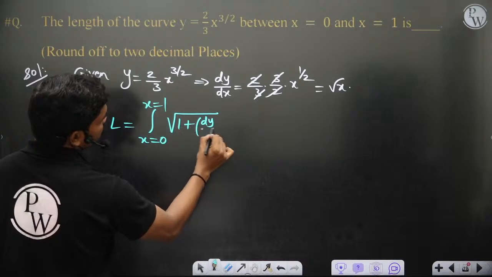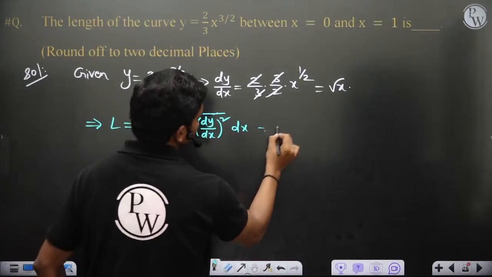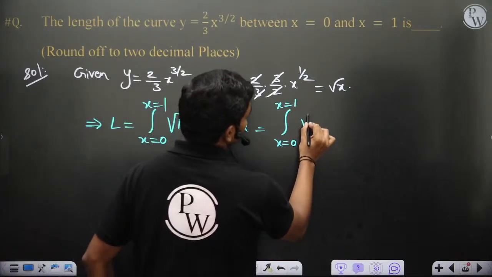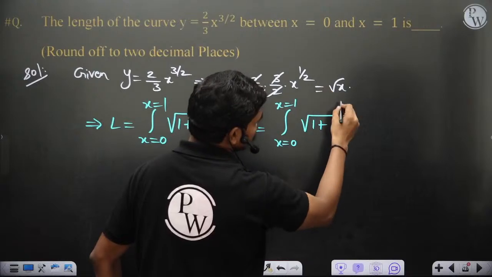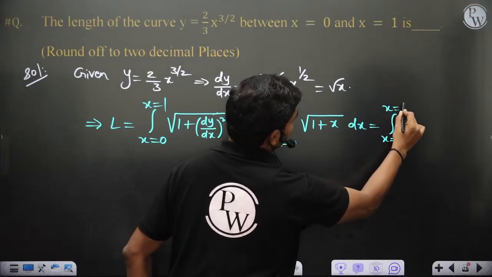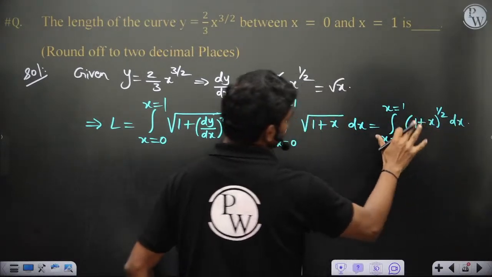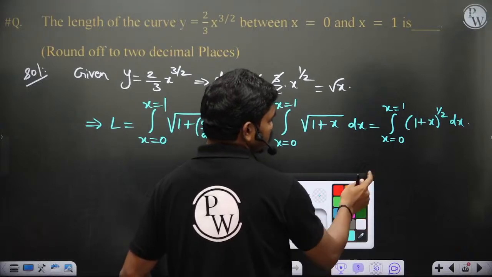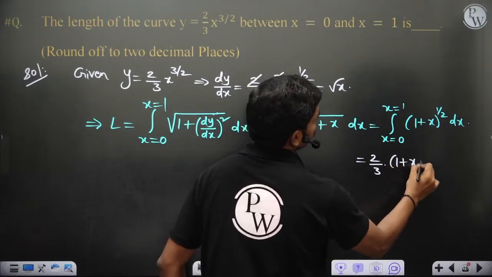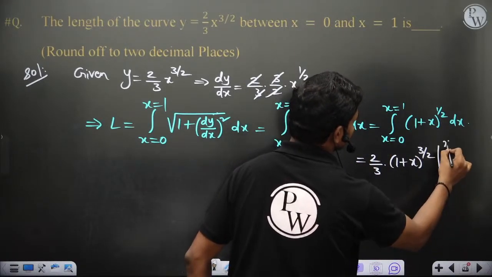Okay, I'll write this formula once. Root of 1 plus dy by dx whole square dx, from x equal to 0 to x equal to 1, of course. Then root of 1 plus dy by dx, which is root x whole square, is x dx. So the integral from 0 to 1 of (1 plus x) whole power 1 by 2 dx. So many of you stopped at this point, correct? Because you don't know how to integrate this. So it is nothing but just 2/3 times (1 plus x) whole power 3 by 2, between the limits x equal to 0 to x equal to 1.